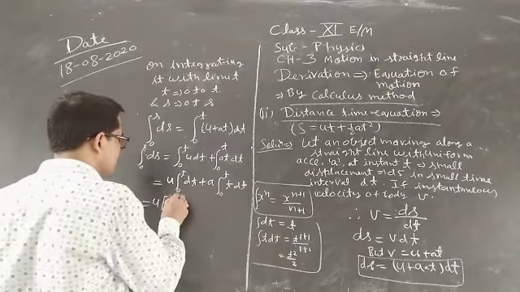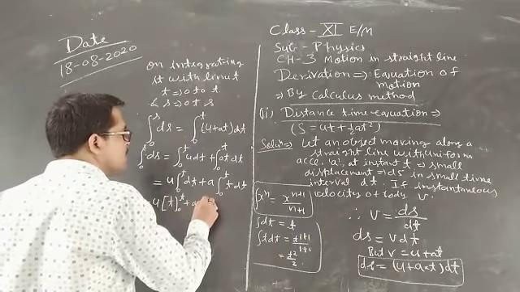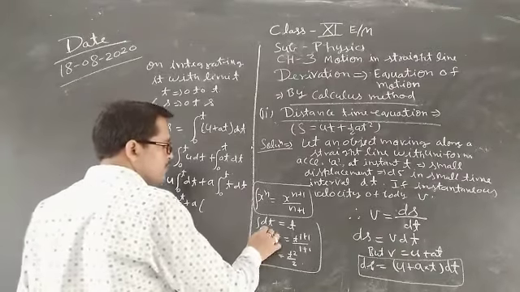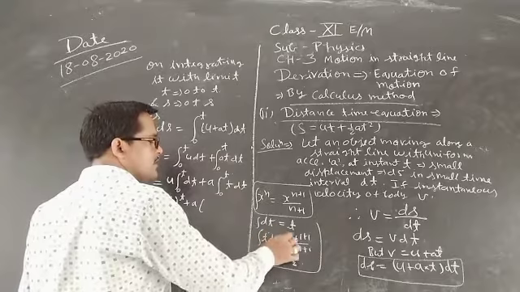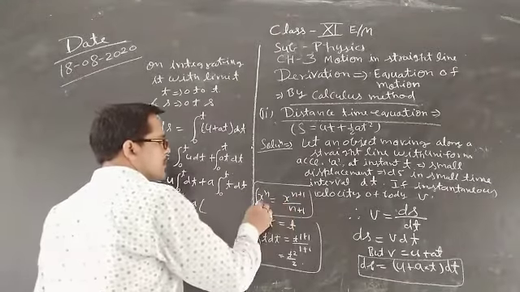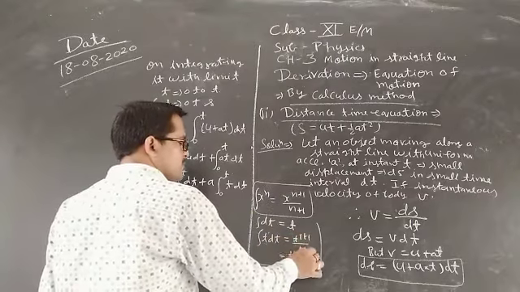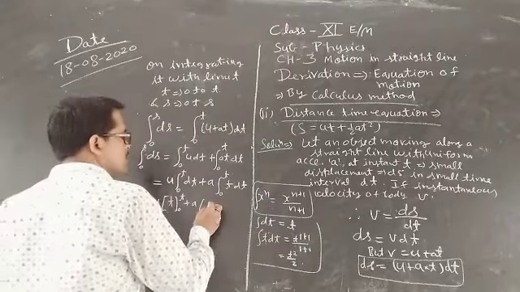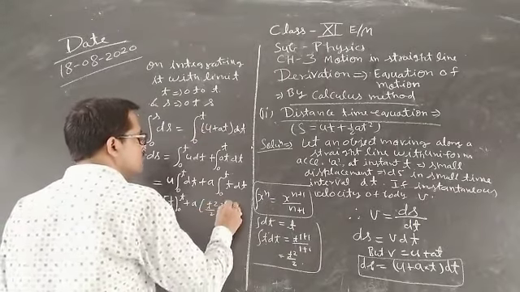That's why t from 0 to t, and plus a here. If you solve the integration of t dt, then t to the power 1, and x to the power n plus 1 upon n plus 1. By the integration method, you will solve it: t to the power 1 plus 1 upon 1 plus 1, then t square by 2. Here t square by 2, from 0 to t.